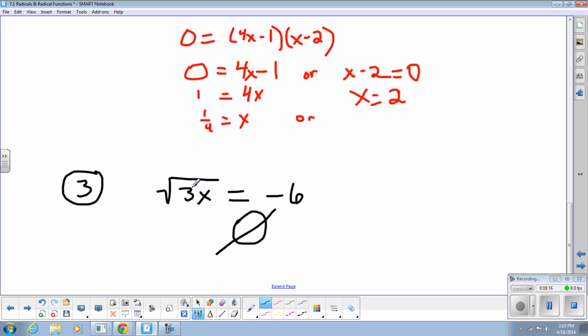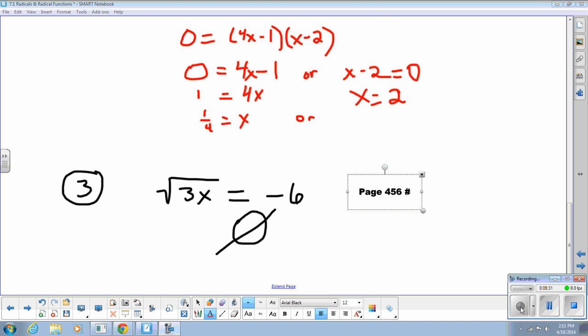If I reach this, the right equation starts like that. Okay, so here's what we need to do. Let me type this on here for you. I want you on page 456, and we're going to do numbers 1 through 9 odd, and 23 through 27 odd.